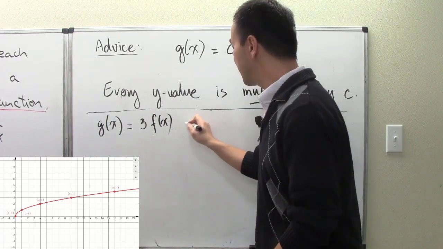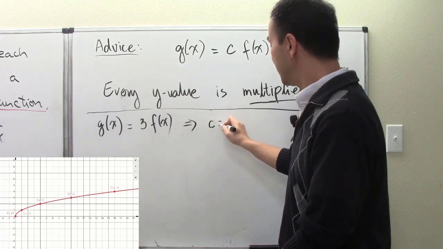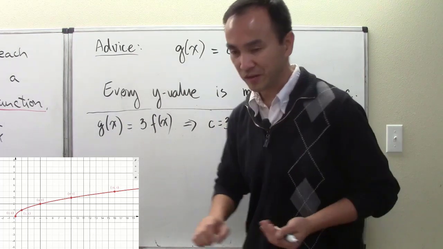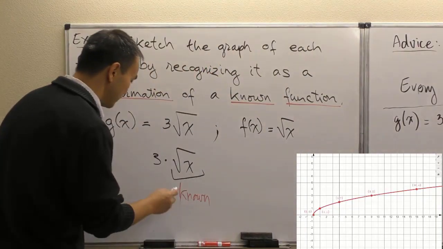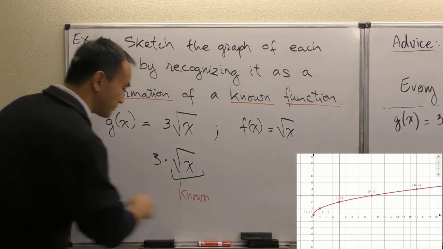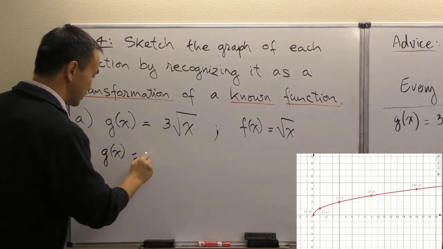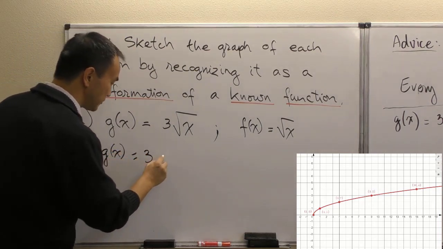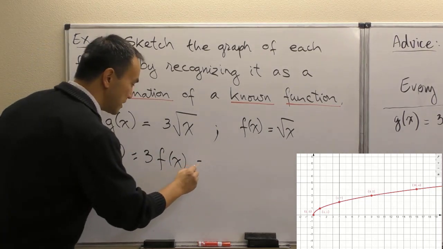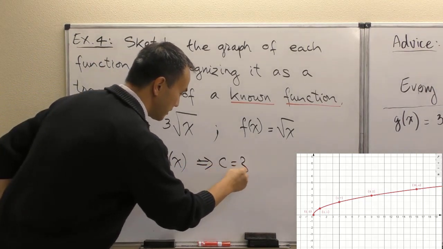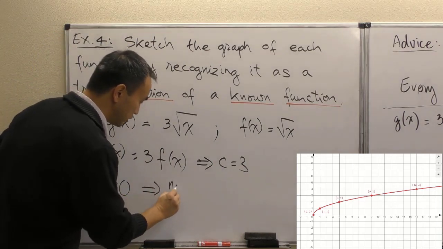So we observe that the c here is a 3. Let me get back to my other board. See, this is the c value. In that way, I see that g of x equals a constant 3 times our known function, which we treat as a parent function. So c is 3, and c is positive for sure, so I'm expecting no vertical flip.